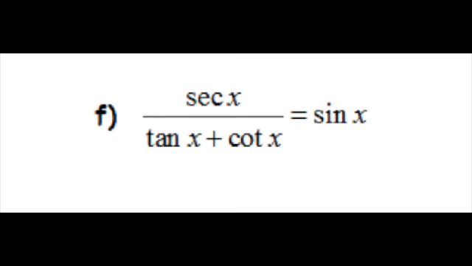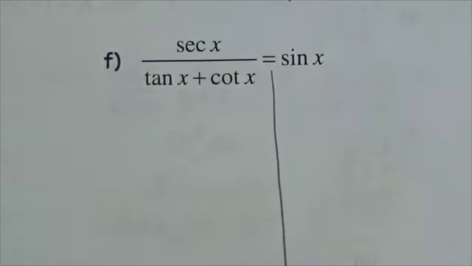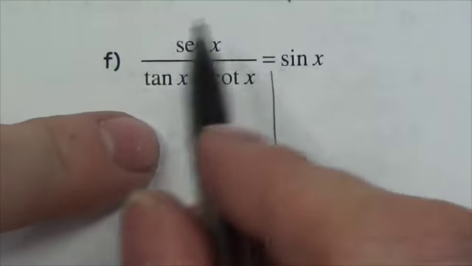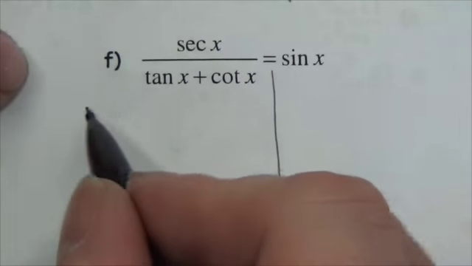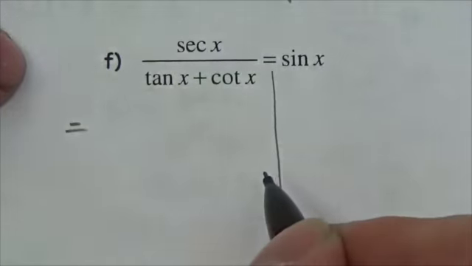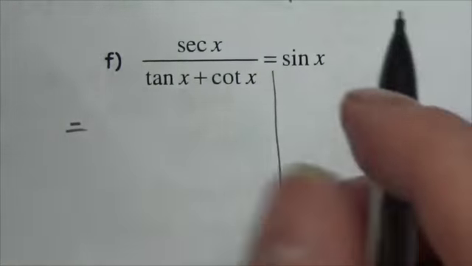Next: the secant of theta divided by the tangent of theta plus the cotangent of theta is equal to the sine of theta. Okay, here's another one that's going to have a little bit more work to it, but that's okay. I'm obviously going to work on the left-hand side. I really can't do anything to the right-hand side. That's perfect. It's beautiful. Now, I don't see any Pythagorean identities here, okay?